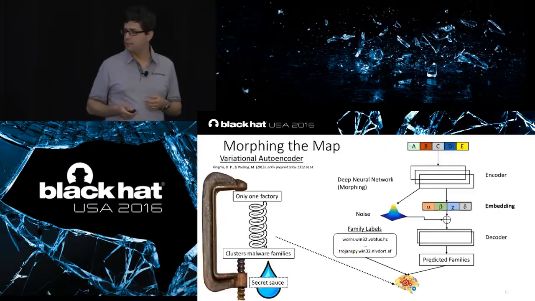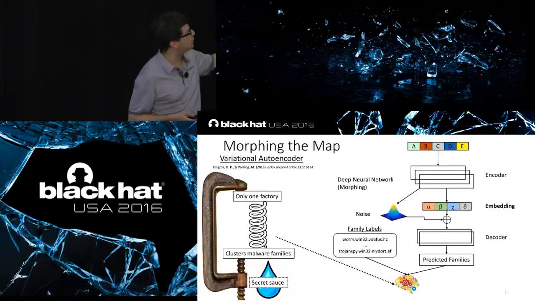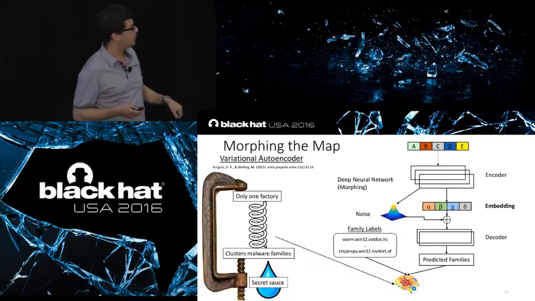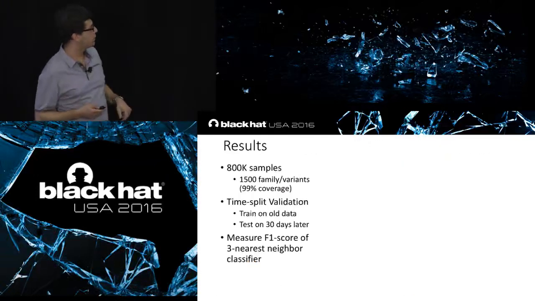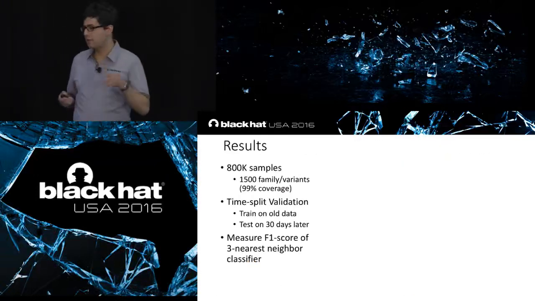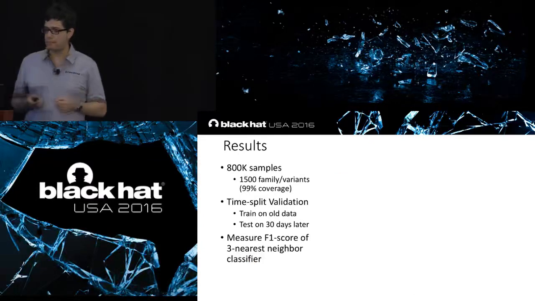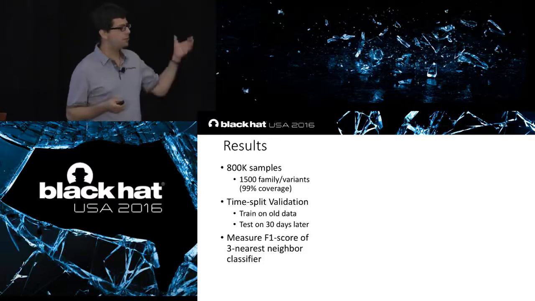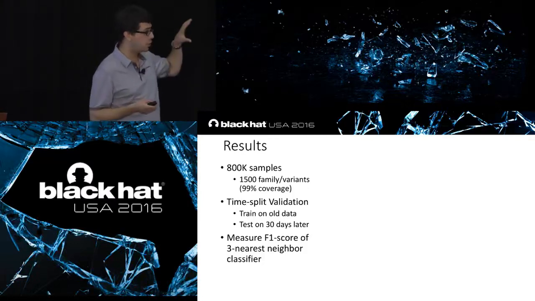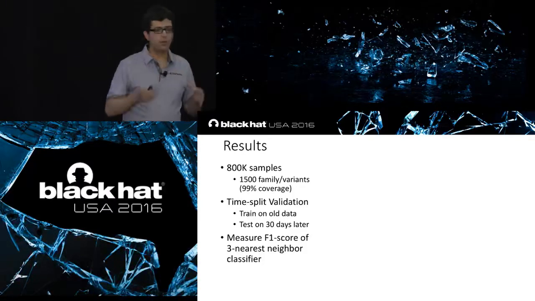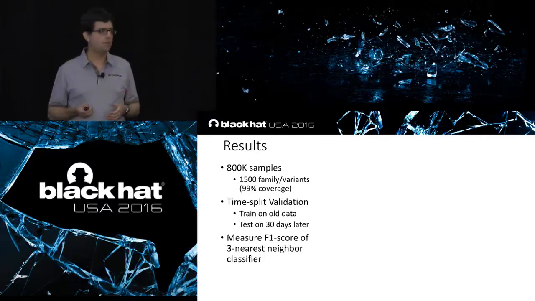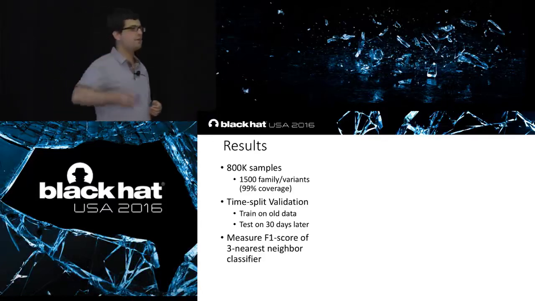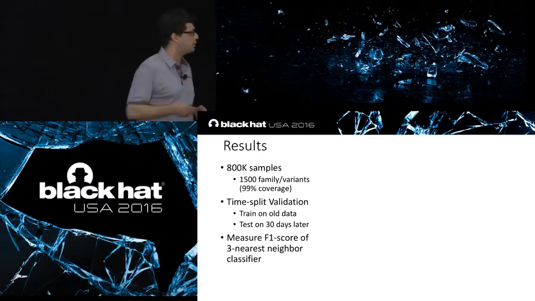And then if you go back here, we'll take this first part, this encoder, and we're going to use it to remap the original sample. So we extract some sort of features from it, and we remap those features using the first component, the encoder part. We put it on a map, and then we measure how well we do. The way we measure it is using a 3 nearest neighbors classifier.